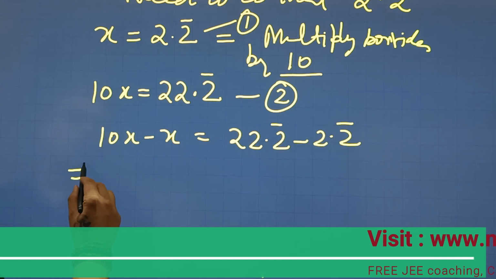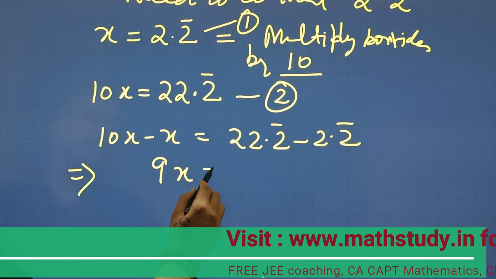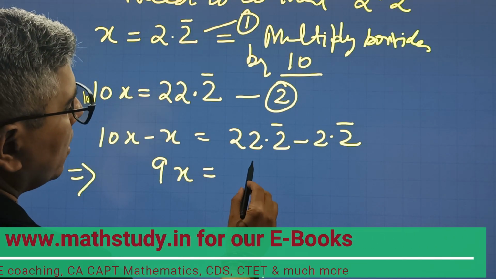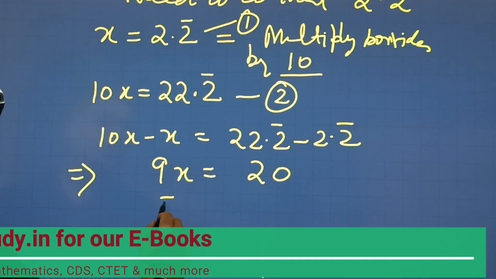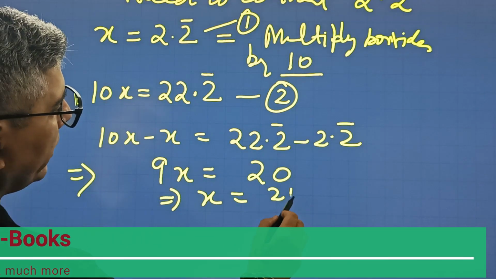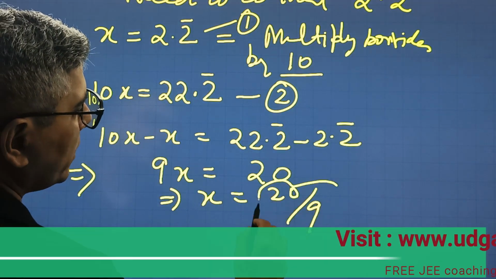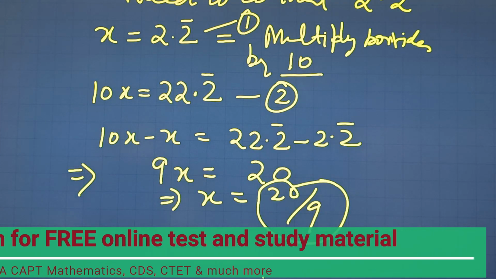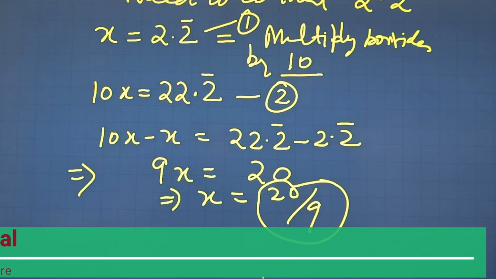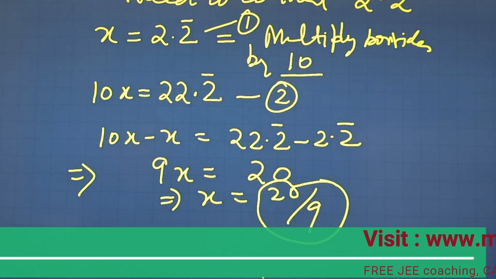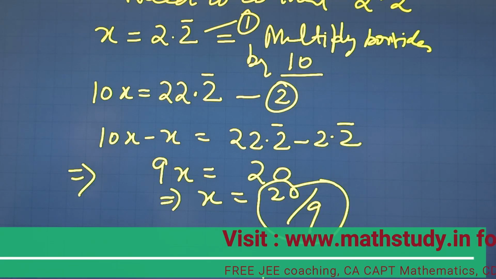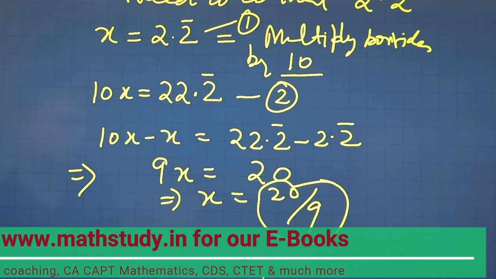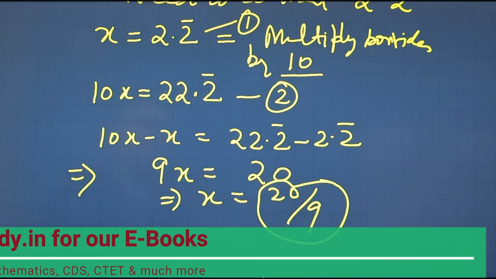So in LHS we are getting 9x, and in RHS obviously 2 bar got cancelled and 22 minus 2 is nothing but 20. So this implies x equals 20 by 9. So we have successfully converted a recurring decimal number to P upon Q form. Very simple. I hope your concept of how to convert a recurring decimal number to P upon Q is clear. Let's understand it with another example.